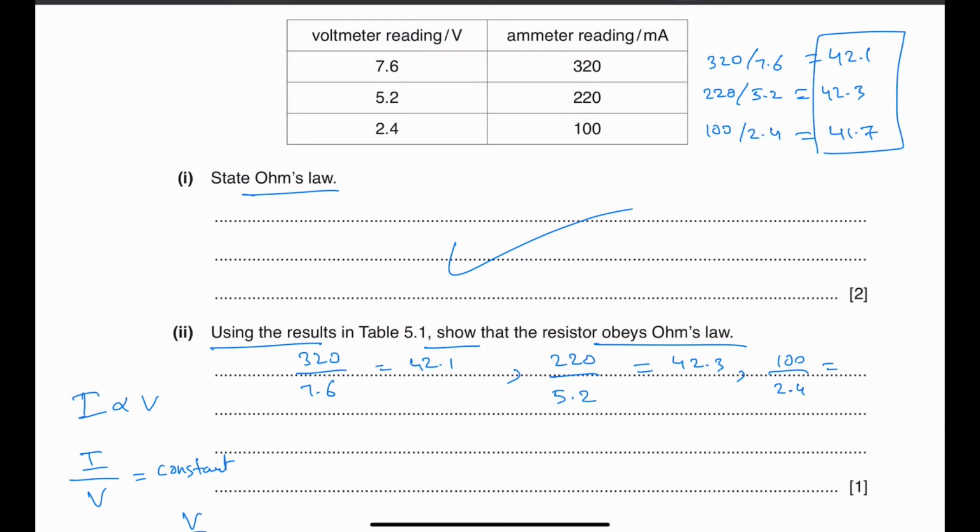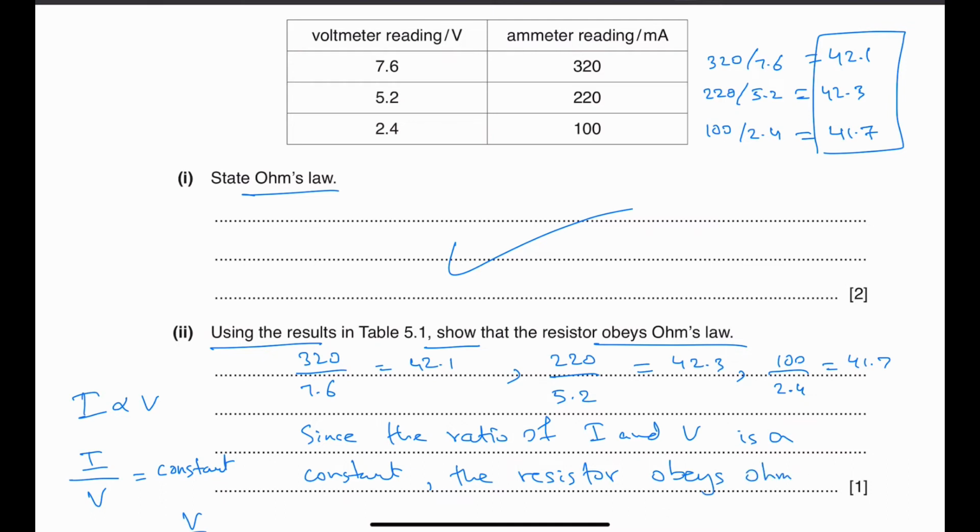So when you show your calculations, you will then mention, since the ratio of I and V is a constant, the resistor obeys Ohm's law. And whatever conductor obeys Ohm's law is called an ohmic conductor, and conductors that do not obey Ohm's law are called non-ohmic conductors. For example, a filament lamp is a non-ohmic conductor.